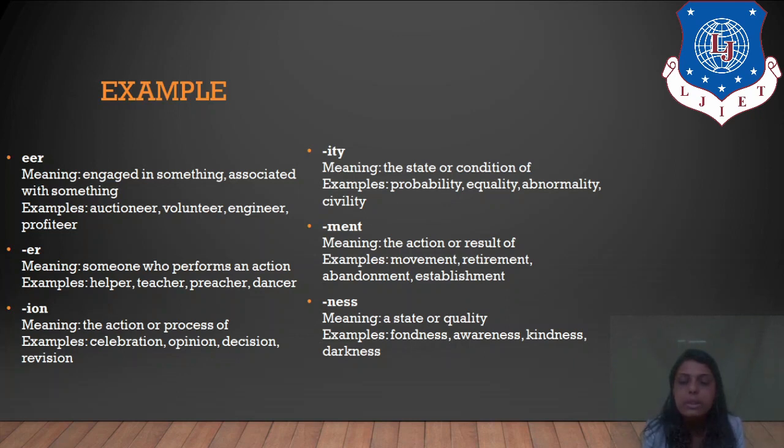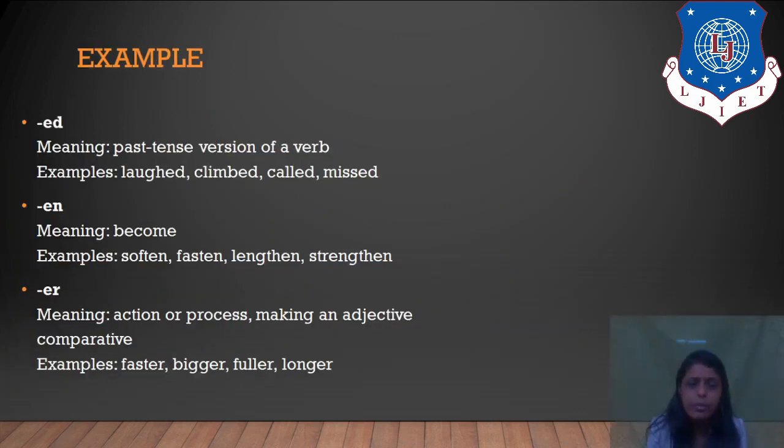So that's how suffixes are added to change the word from noun to adjective, adjective to noun, noun to verb. Anything can be done by adding suffixes to the word, right? There are a few more examples, like the past tense form of a verb, you add ed: laughed, climbed, called, missed, right? When you add en: soften, fasten, lengthen, strengthen, so something which is becoming more strengthened. Lengthen, fasten, soften. er, so you know faster, bigger, fuller, longer, action or a process, making an adjective.